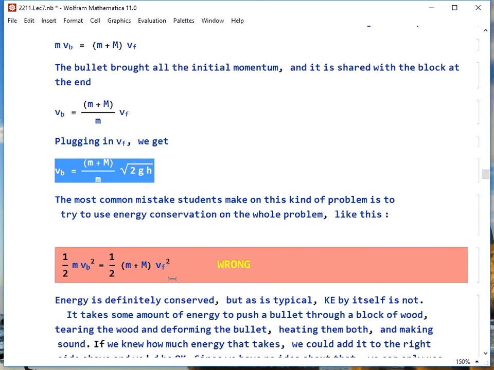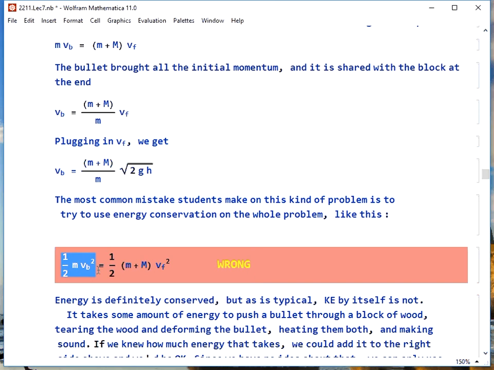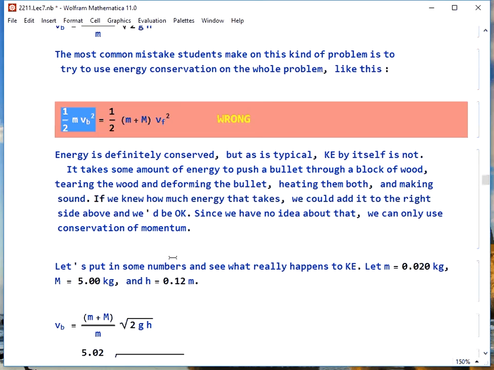The most common mistake students make when they're doing this problem is they want to conserve kinetic energy. They want to say the kinetic energy the bullet had in the first place is equal to the kinetic energy that the block and bullet have at the end, and this is just wrong. Energy is, of course, conserved, but there are a lot of different kinds of energy in this problem. It takes some amount of energy to push a bullet through a block of wood and tear all those fibers and everything associated with it. It's a large force over some displacement. We have no idea what that force is. We have no idea how much the bullet is heated up, how much it's deformed, the sound it makes.